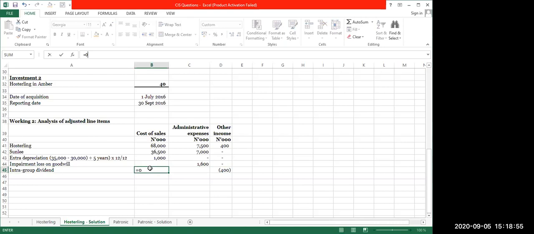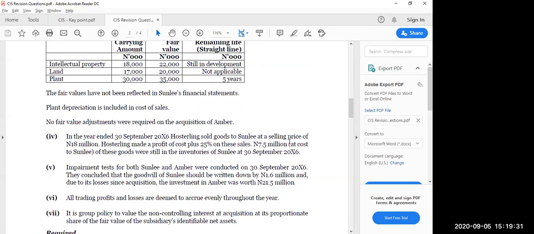So aside from intra-group dividend, there are still other forms of intra-group transaction. We have to go into the question to fish them out. Intra-group dividend is just one type of intra-group transaction. One popular type is sale of inventory. In short, there is hardly a question where you won't see intra-group transactions. Let's see if this question has tested it. Yes, the question has tested it in additional information four.